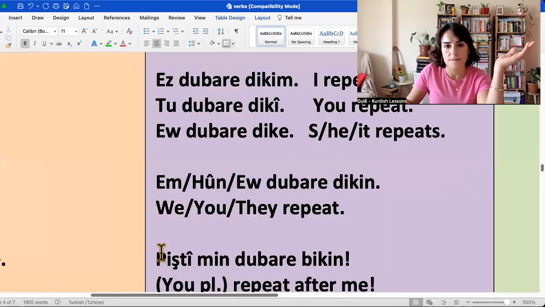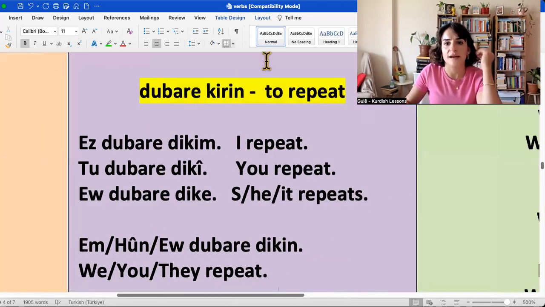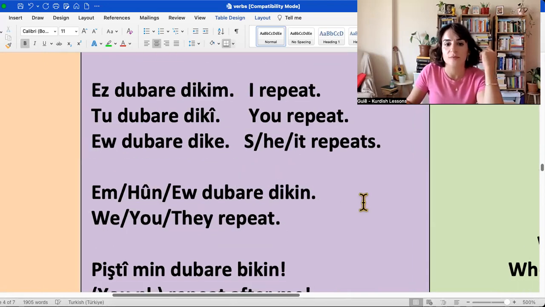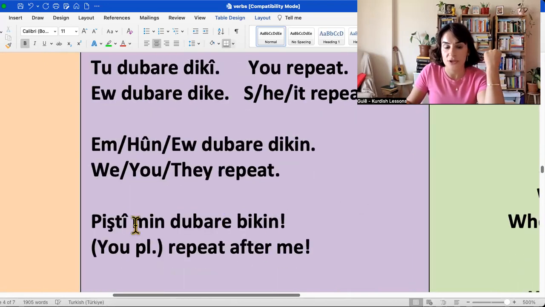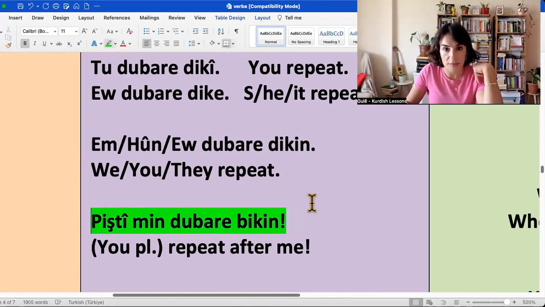Okay. Another verb is dubare kirin, to repeat. So in the present, as dubare dikim, to dubare dikî, or dubare dike, and so on. So pishtimin, dubare bukan. Repeat after me. Pishtimin, dubare bukan. Okay?